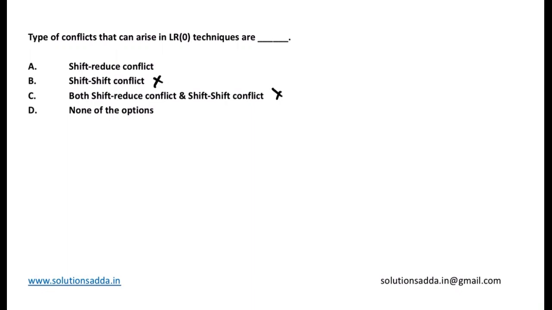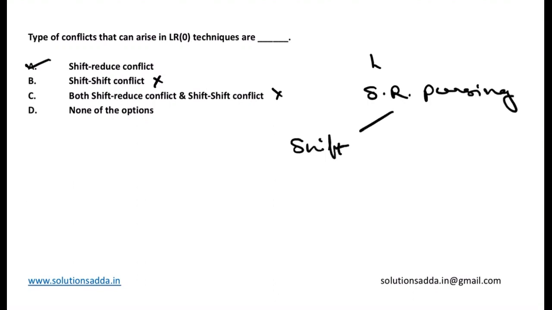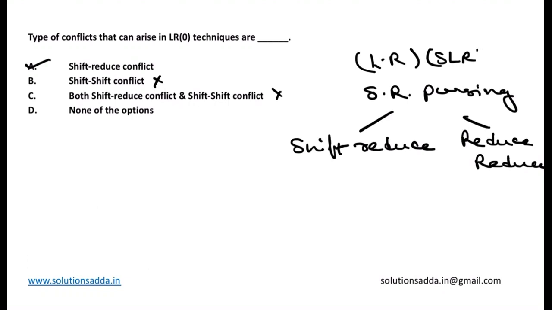The correct answer for this question is shift-reduce conflict, as within shift-reduce parsing there are two types of conflicts. One is shift-reduce, the other is reduce-reduce. Since reduce-reduce conflict is not present in the options, the correct answer for this question is shift-reduce conflict. Examples of SR parsing, that is shift-reduce parsing, are LR parsers, SLR parsers, LALR parsers. So these are examples of shift-reduce parsing.